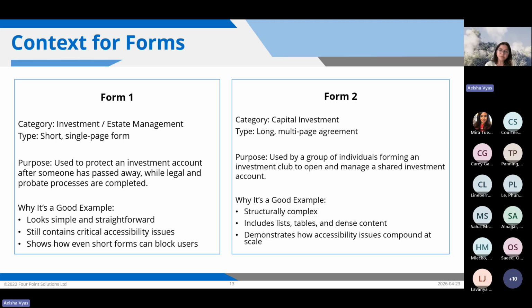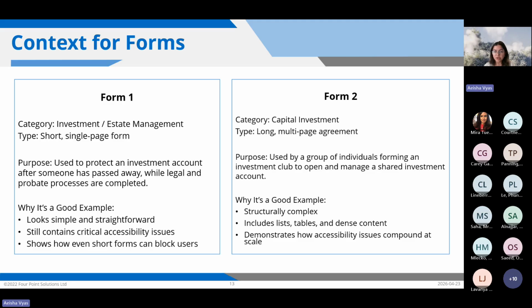The second form is a multi-page investment club account agreement used by banks and financial institutions. It's for groups of people investing together, such as friends or colleagues forming an investment club. This form defines who the members are, who can trade, and the legal responsibilities involved. It's not just something people skim. Users need to read it carefully, enter information, navigate tables and lists, and understand what they are agreeing to before signing.